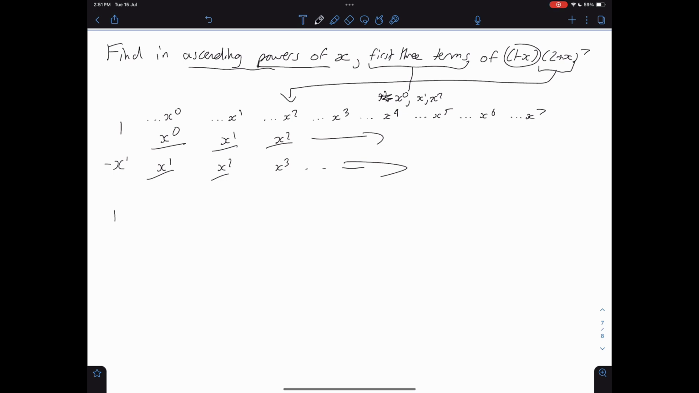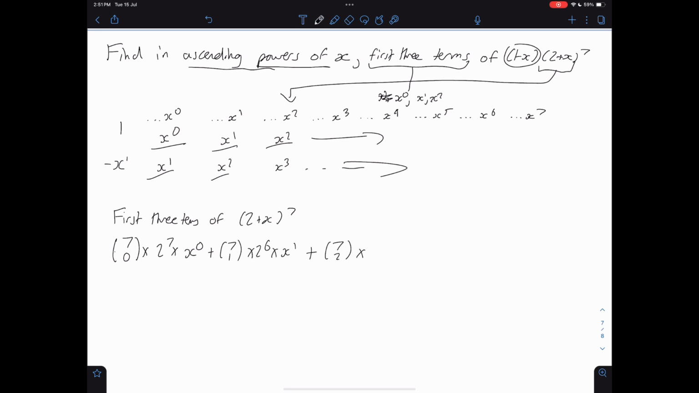All the ones beyond x squared times 1 are going to be of higher degree than x squared, and all the ones beyond x to the power of 1 times minus x to the power of 1 are going to be beyond x squared. So just find the first 3 terms. You see that all you need to do is find the first 3 terms of (2 plus x)^7, and you can do this extremely fast.